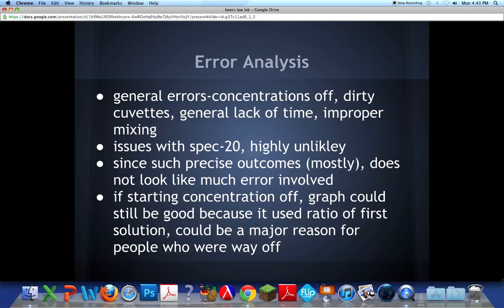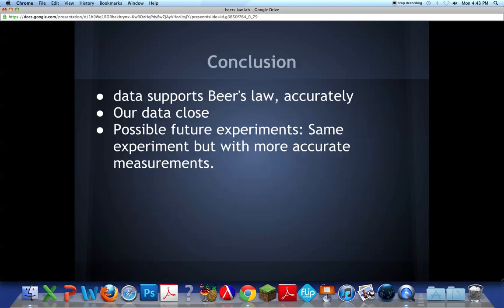Now this probably isn't a big issue, but for the people who had seriously crazy results, like especially the people that had the 0.1 molar, this could have been a major risk. Yeah, if they made a math error and added way too much cobalt chloride, that would be an easy way to figure out where they went wrong.